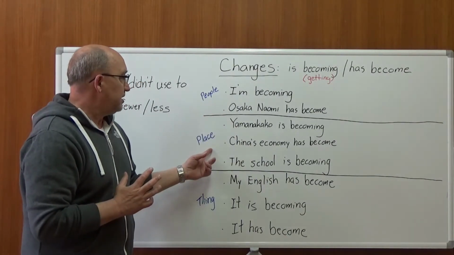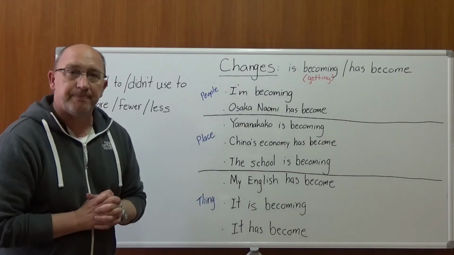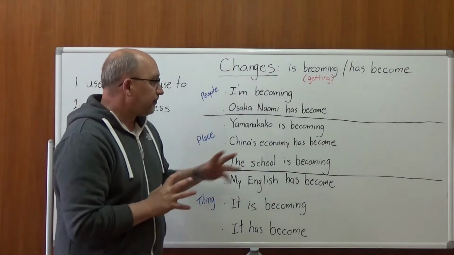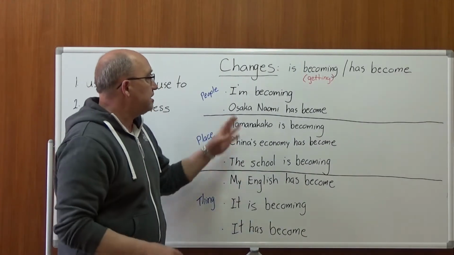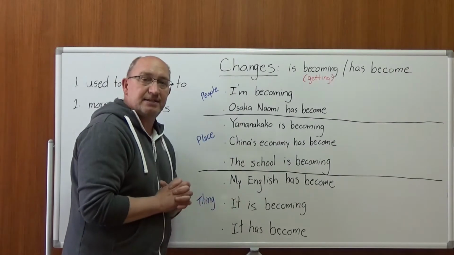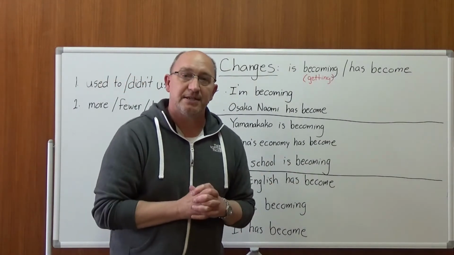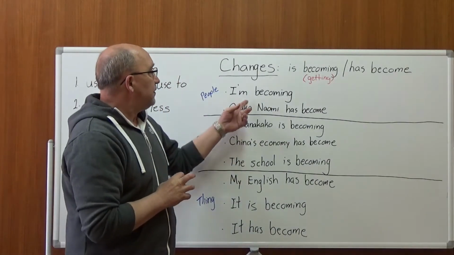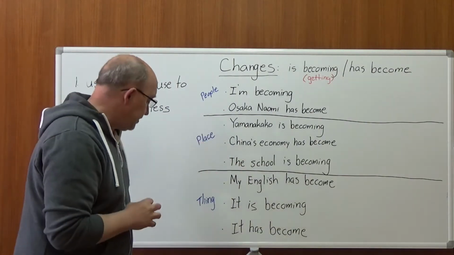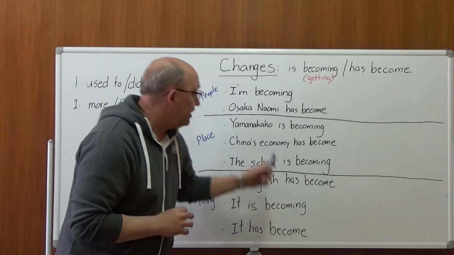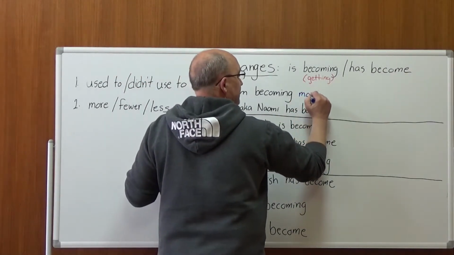Now, to talk about this, is becoming and has become, of course, you can talk about people, you can talk about places, or you can talk about a thing. So, I have here 8 ideas about people, places, and things. Of course, maybe you have your own ideas, and that's great. The first two, talking about people. One, talking about yourself.